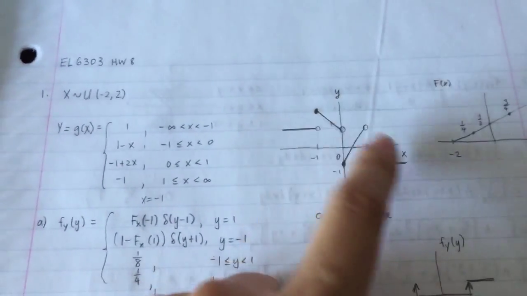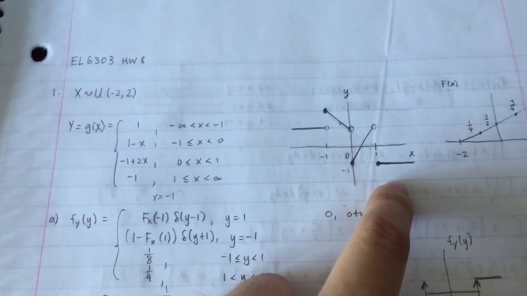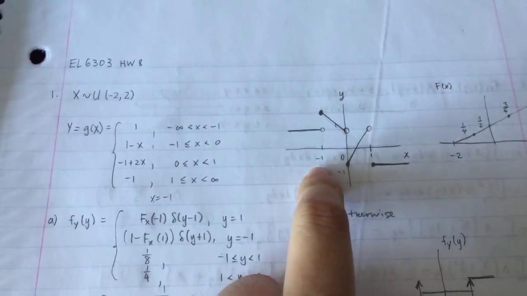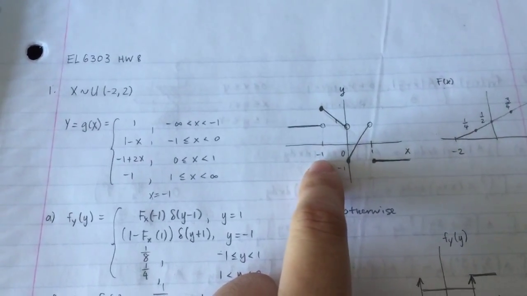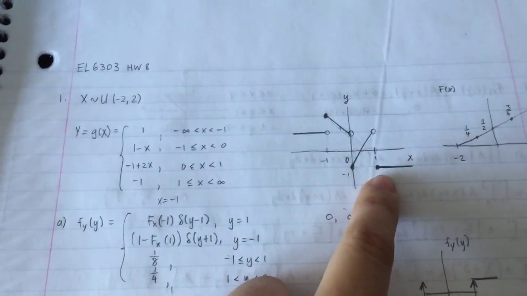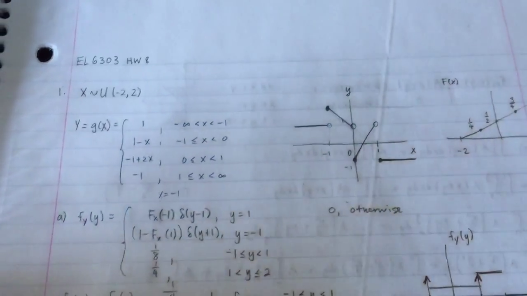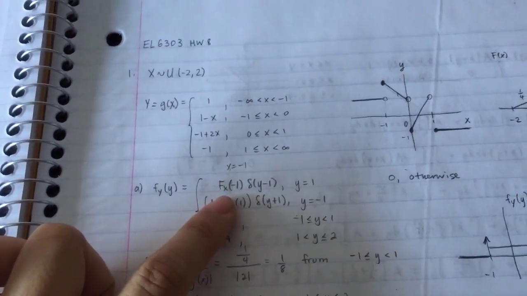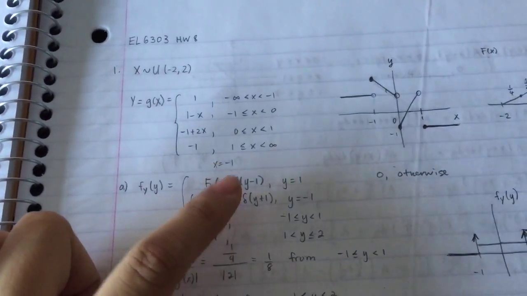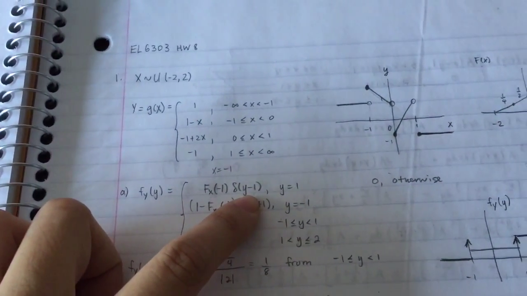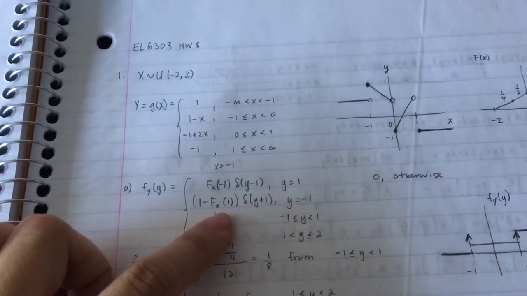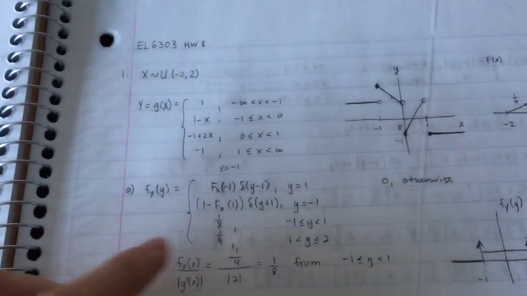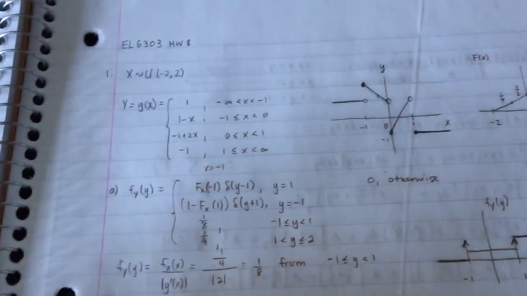So there are two jumps. That means there are two impulses at big F of x at -1 and big F of x at 1. So we wrote the impulses down here: big F of x at -1, and the impulses at y equals 1, and 1 minus F of x at 1, because it's going to the positive infinity at y equals -1.